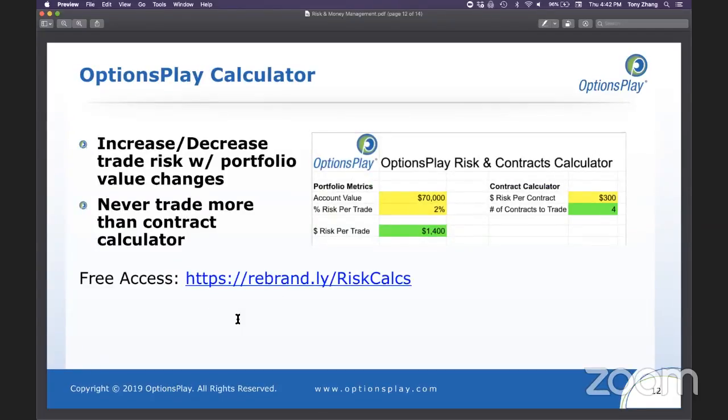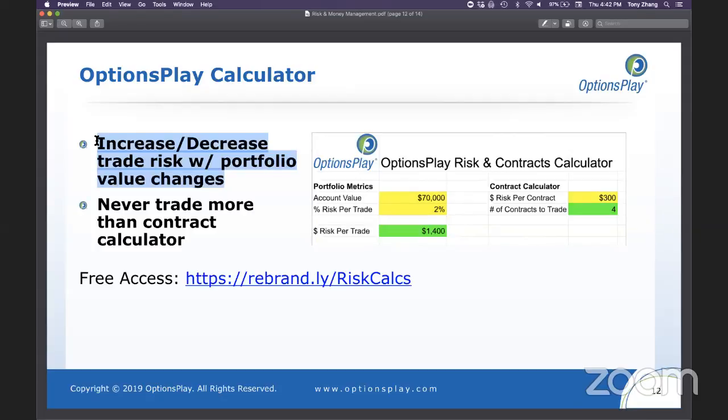So, just a quick summary: you want to make sure that you increase and decrease your trade risk based on the portfolio value changes. What that means is that a lot of times what I tend to see from traders is that if they have 5, 6, 10 winning trades in a row, they start building a confidence that, hey, my strategy is really good. Let me start risking more money. That's not the right way to determine when it's time to risk more money. It's only when your portfolio has grown enough that it justifies increasing your risk.